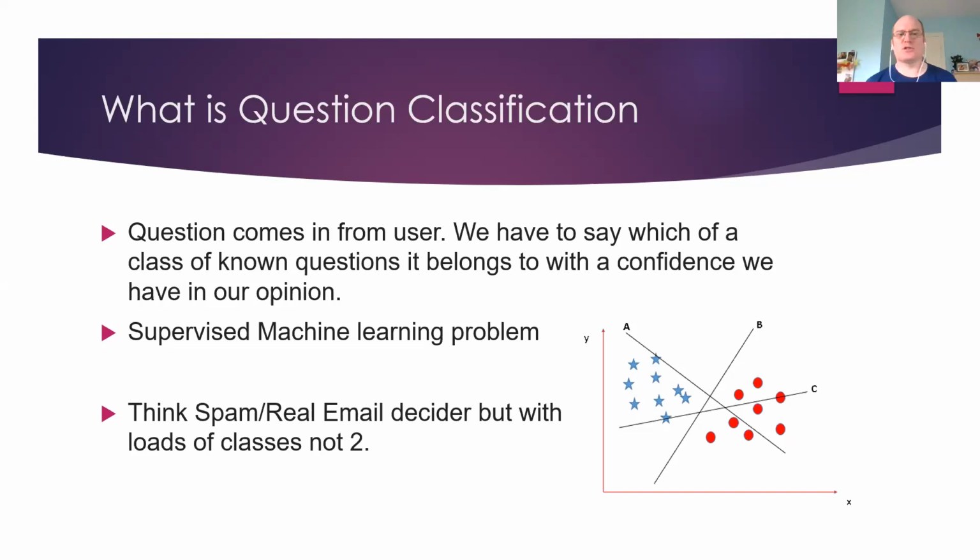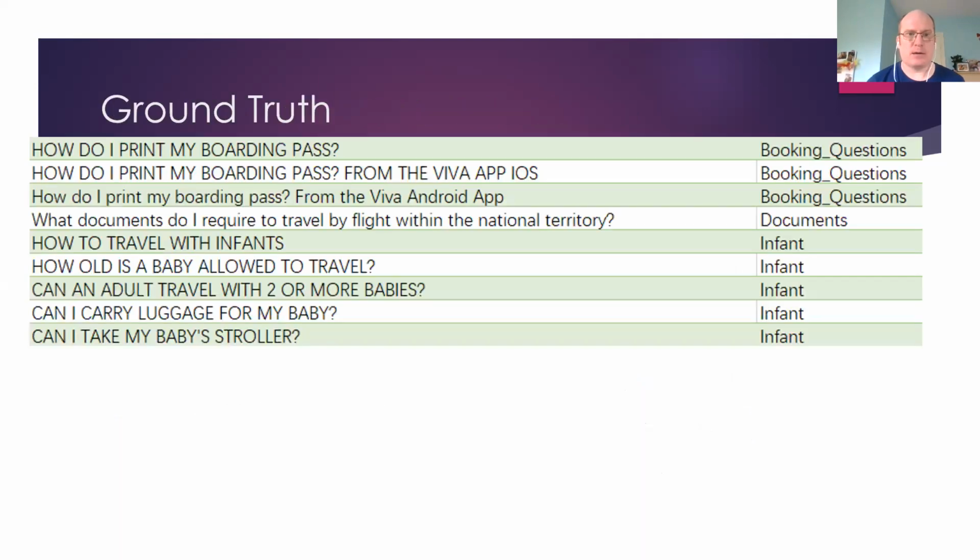This area is called supervised machine learning. What does that mean? It means you're given examples of what you're trying to classify. You have examples, what we call the ground truth: utterances people have made, labeled by a human labeler, or at least checked by a human labeler to say this is what they meant.